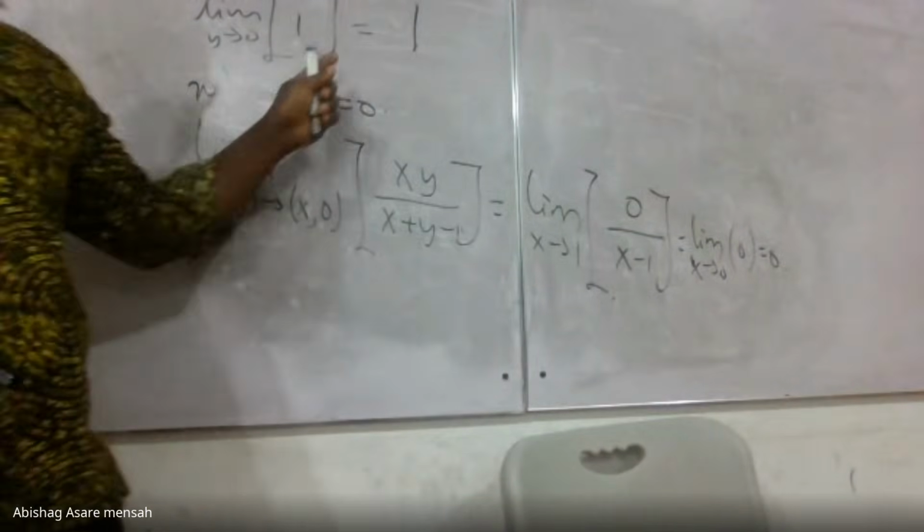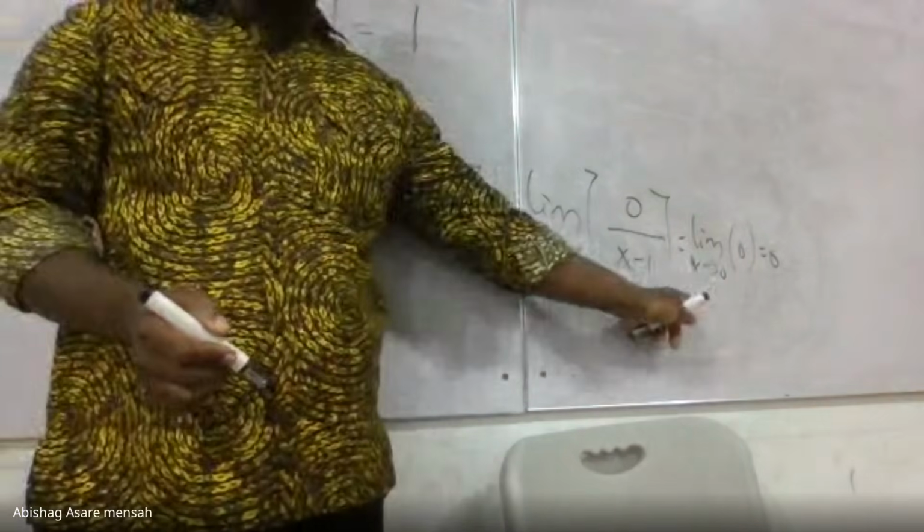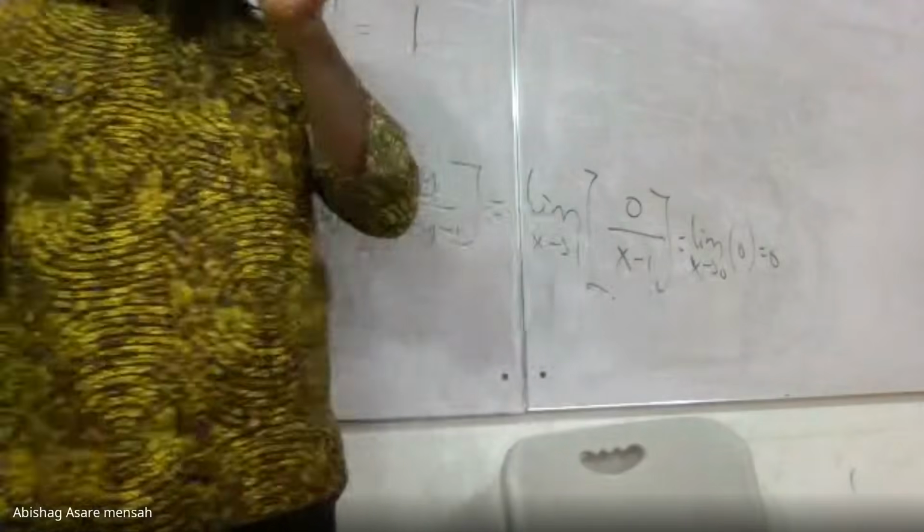Remember the first one we had what? 1. And the second one we are getting what? 0. So how do you conclude? Are they the same?